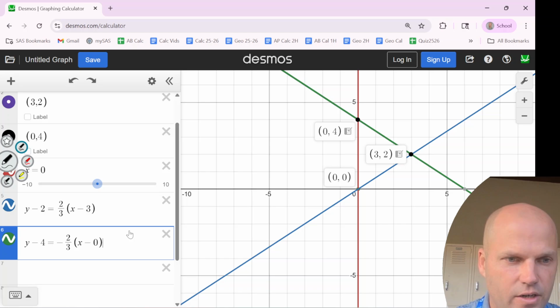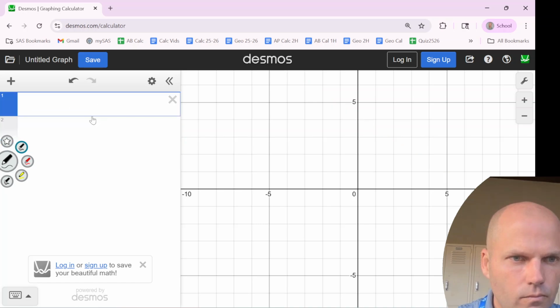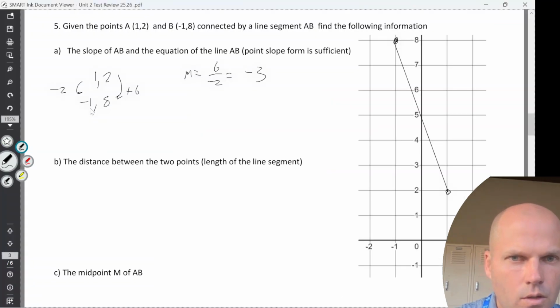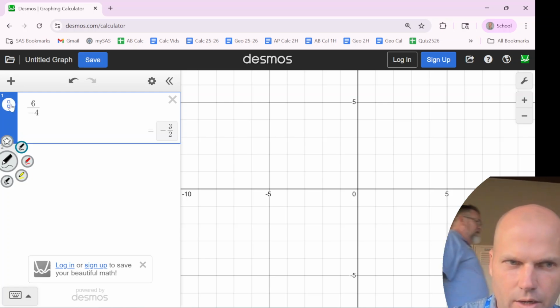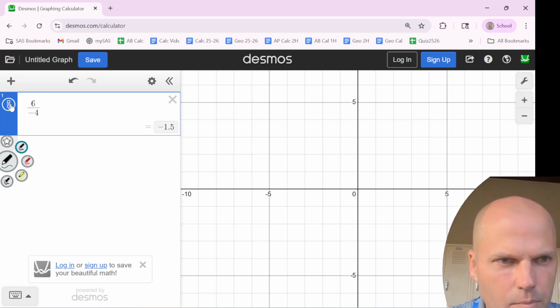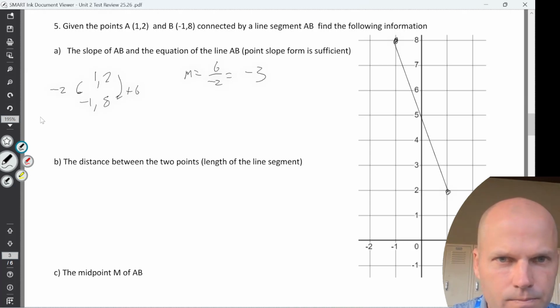This is where your calculator can help you big time. If you typed in 6 over negative 2, it will simplify it for you. If it was something that could be simplified, you could press this button and simplify it. But we have just the number negative 3 as our slope.